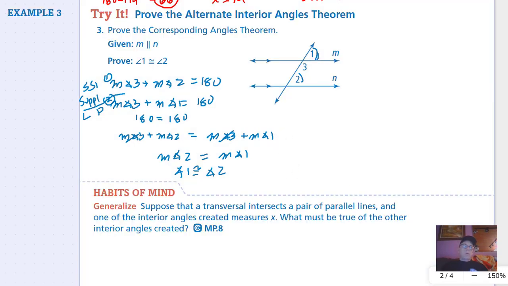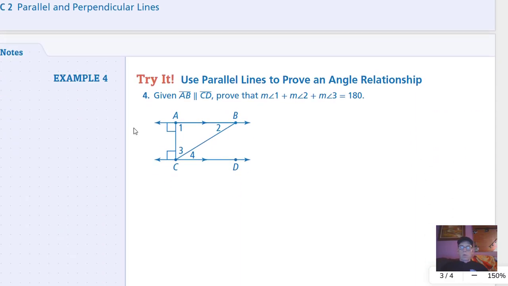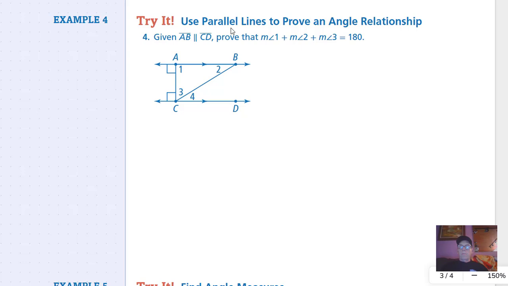Okay, let's look further down now. Okay, so I think I see how the argument needs to go on this one. What I'm thinking about is, here we have parallel lines cut by a transversal. Here we have a linear pair, and if this angle is a right angle, angle 1 also has to be a right angle, which means it measures 90 degrees.